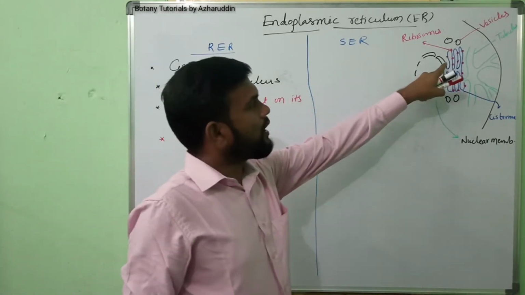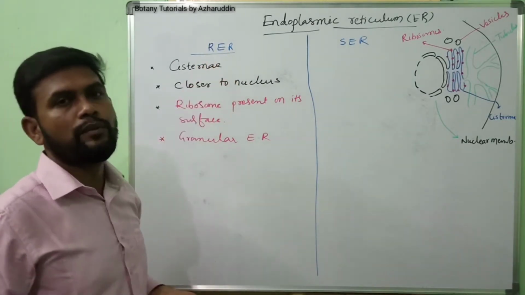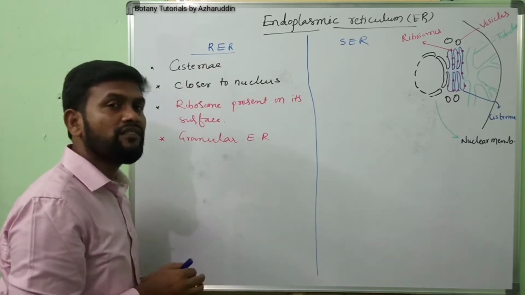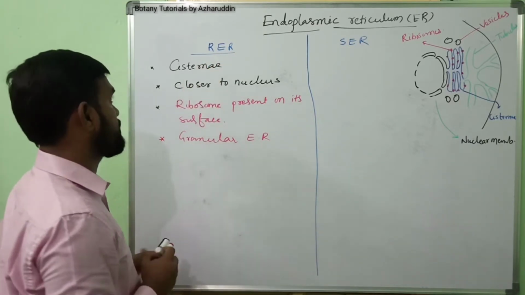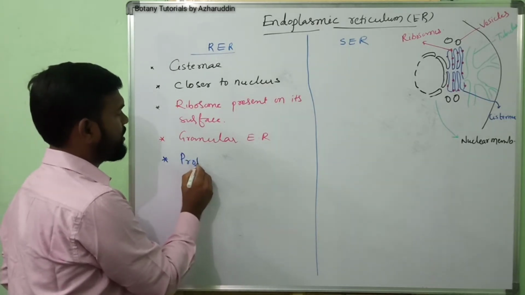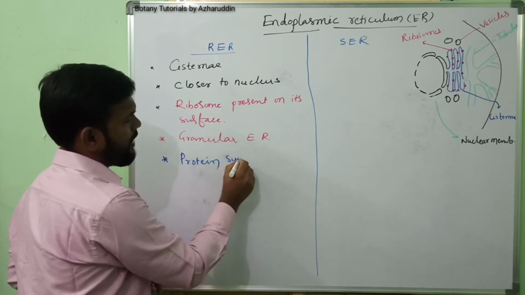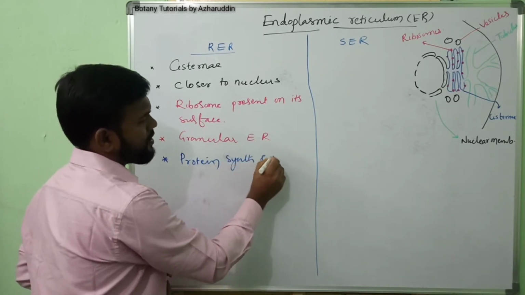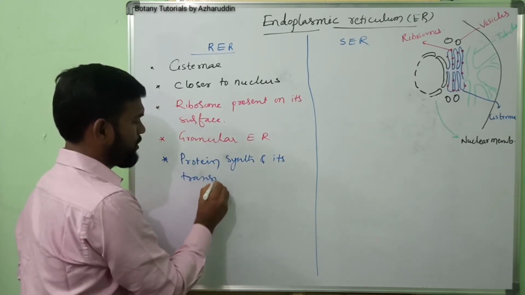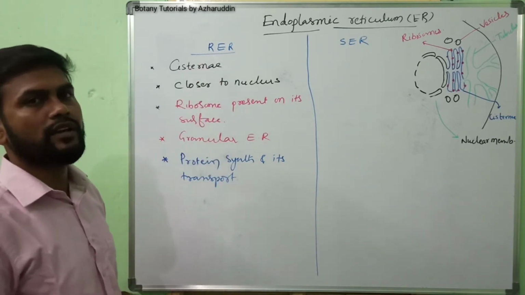Ribosomes occur on the surface of rough endoplasmic reticulum. The main function of ribosomes is protein synthesis, so the main function of rough endoplasmic reticulum is protein synthesis. They are involved in protein synthesis and its transport. This is the main function of rough endoplasmic reticulum.